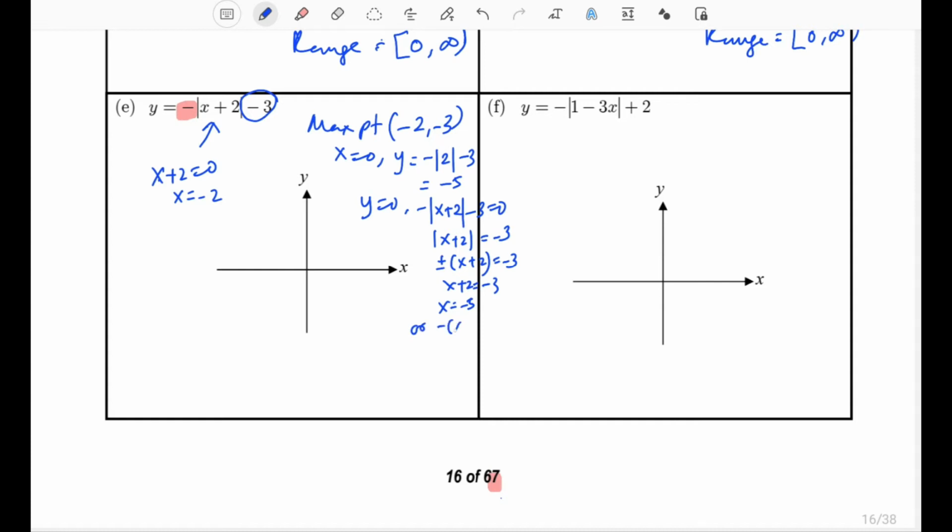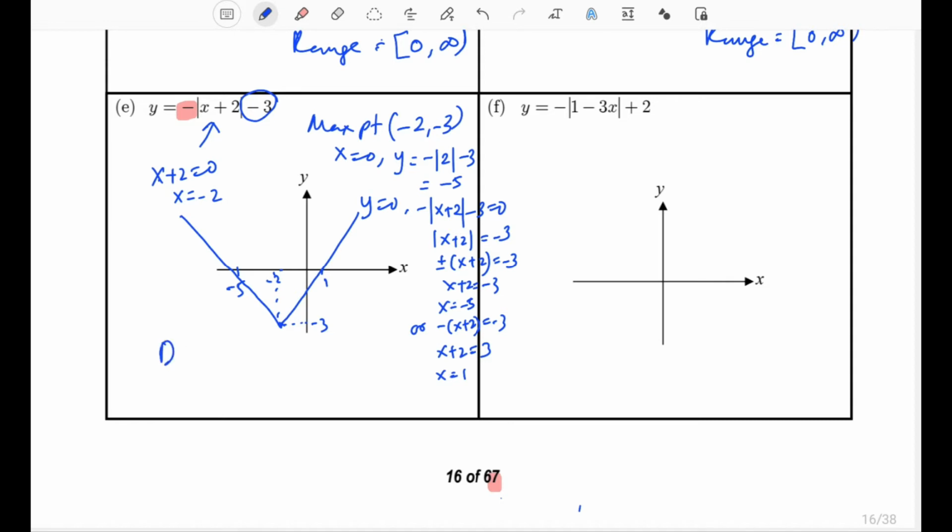Or negative of x plus 2 equal to -3. x plus 2 equal to 3. x equal to 1. So you have x = -5, where is -5? And then x = 1. So find the maximum point, (-2, -3), somewhere here. Okay, the graph will look something like this. Okay, make sure you use your ruler. So this is 1. So this is now (-2, -3).